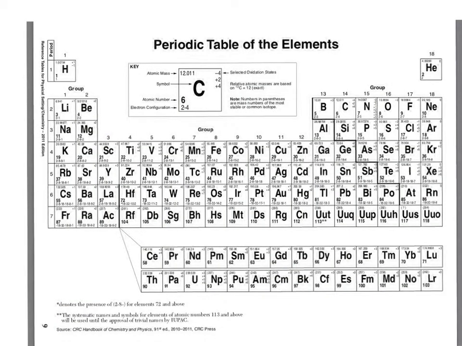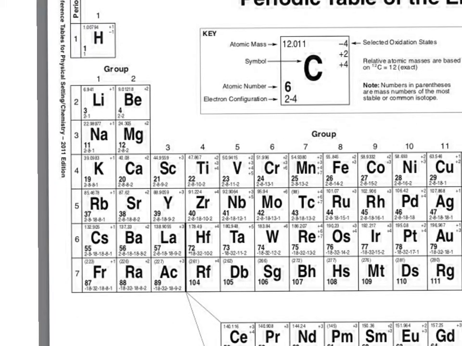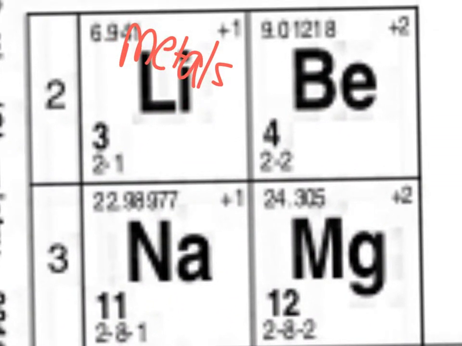I want to take a second here for you to look very carefully at your periodic table. I'm going to zoom in. This side of the periodic table, the left side, has the elements that we consider metals. Now, if you look at metals very carefully, you'll notice that the number of electrons in the valence shell is very low. Lithium has 1, beryllium has 2.